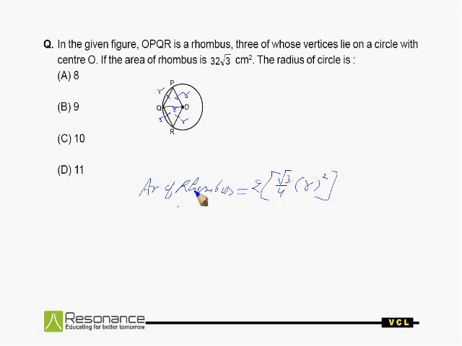The area of the rhombus is given in the question, that is 32 root 3. So 2 root 3 by 4 R square equals 32 root 3. By cutting root 3 by root 3, 2 times, we get R square equals 32 into 2, that is 64. So R is equal to the square root of 64, which comes to be 8 centimeter. So option A is correct.